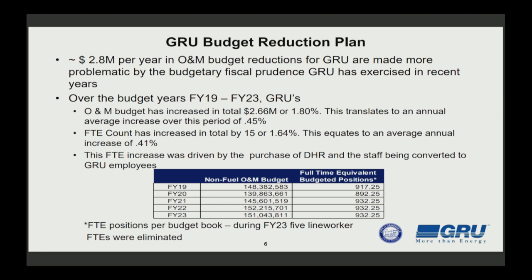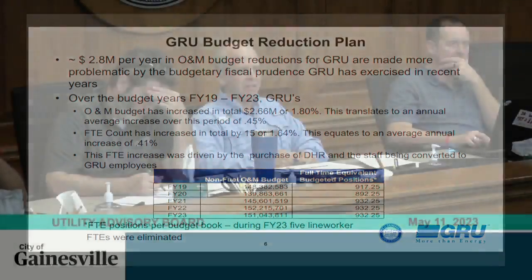And one other piece down there, as you see at the bottom, the numbers on this matrix come directly from our budget book. After the FY23 budget was put together, we actually eliminated 5 line worker positions, so that number is now actually at 927.